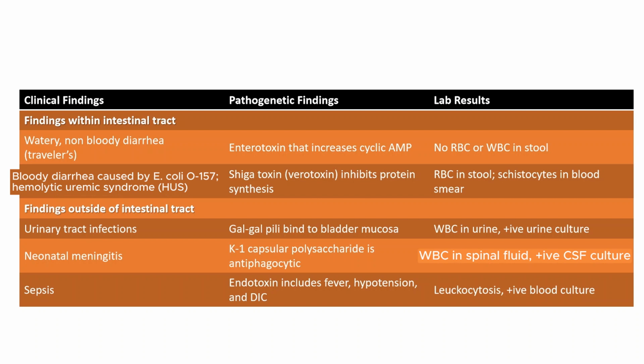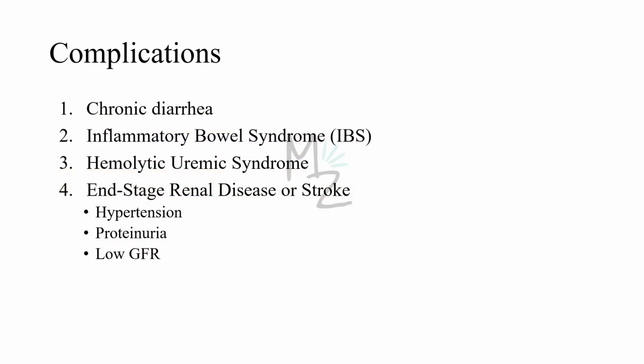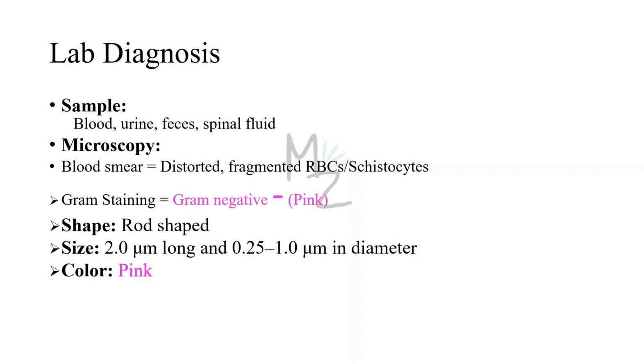Sepsis. Endotoxin causes fever, hypotension, and DIC, disseminated intravascular coagulation. And the lab results are leukocytosis and positive blood culture. Complications. The infections caused by E. coli can complicate to chronic diarrhea, IBS, inflammatory bowel syndrome, hemolytic uremic syndrome, end-stage renal disease or stroke, like hypertension, proteinuria, and low GFR.